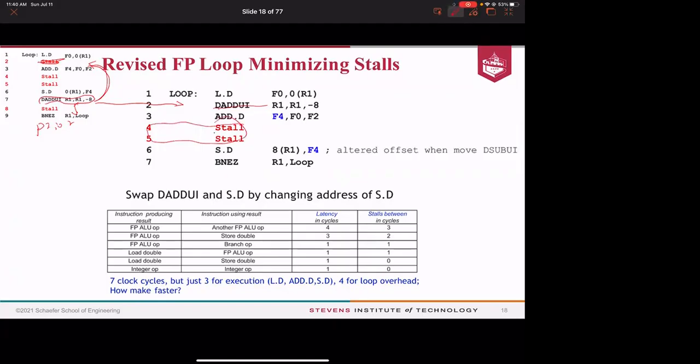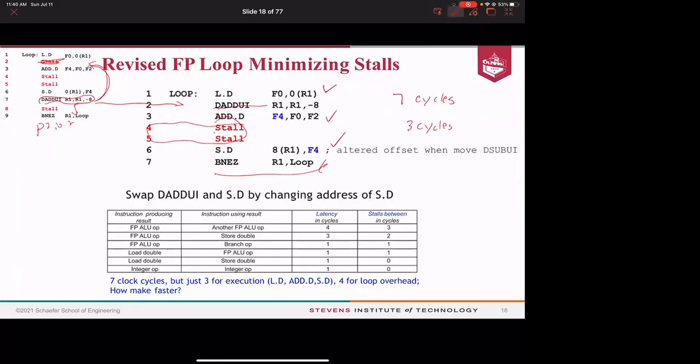Actually, if you take a deep look, this is useful, this is useful, this is useful. So in 7 cycles, we have 3 useful cycles, and then 4 cycles are either the branch overhead or the stalls.